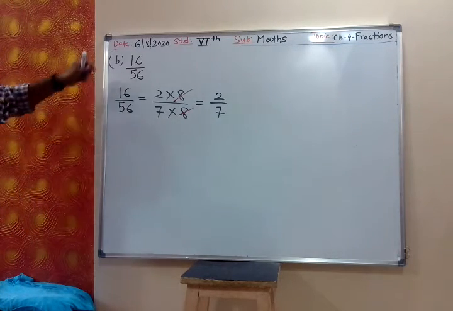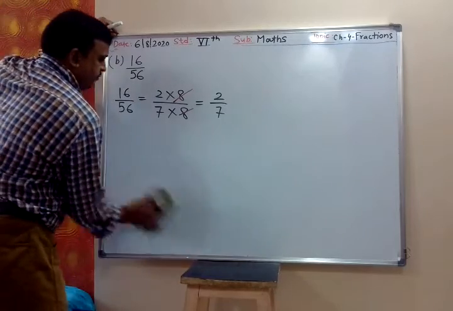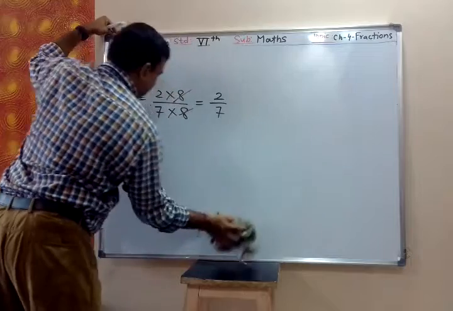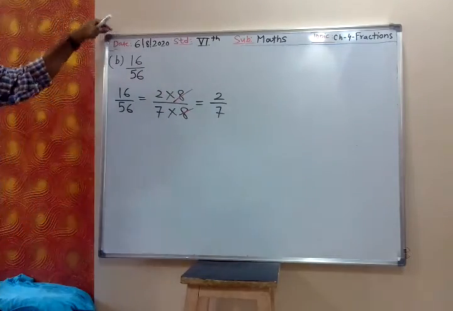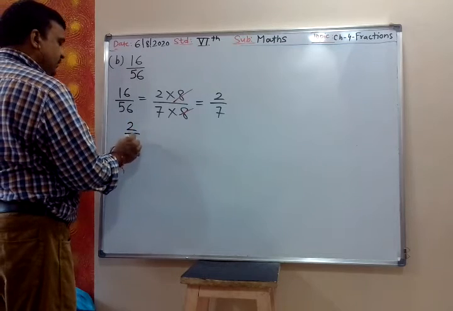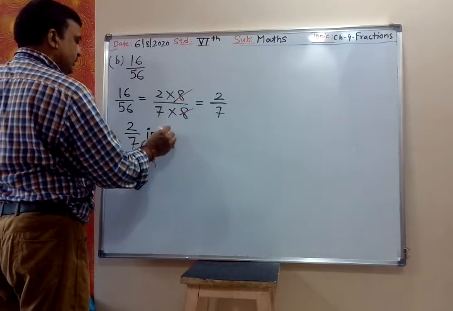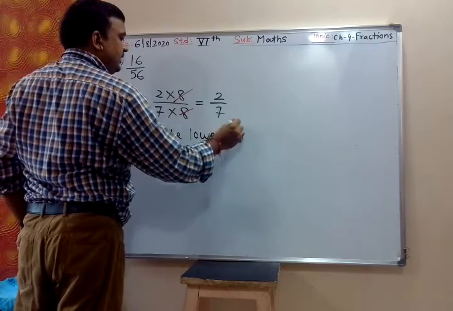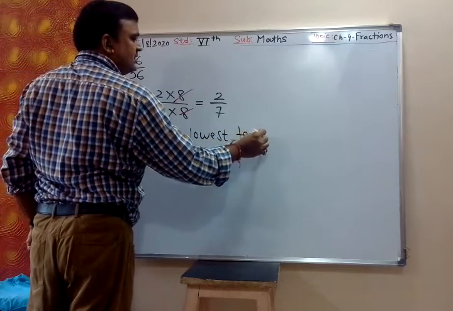2 upon 7 is the lowest term. Lowest term means where we cannot simplify that.